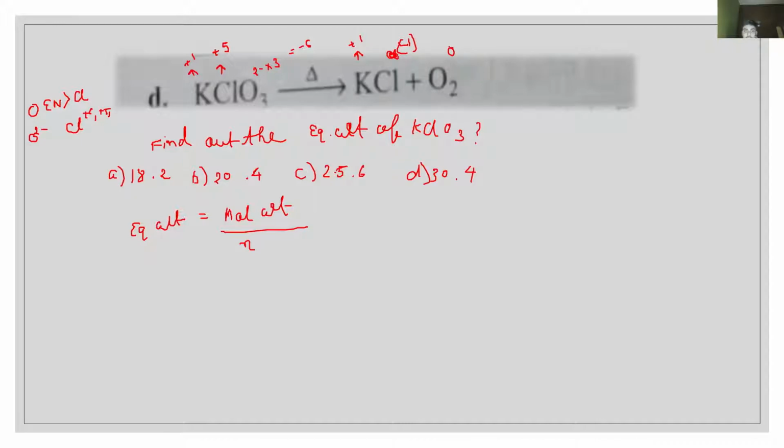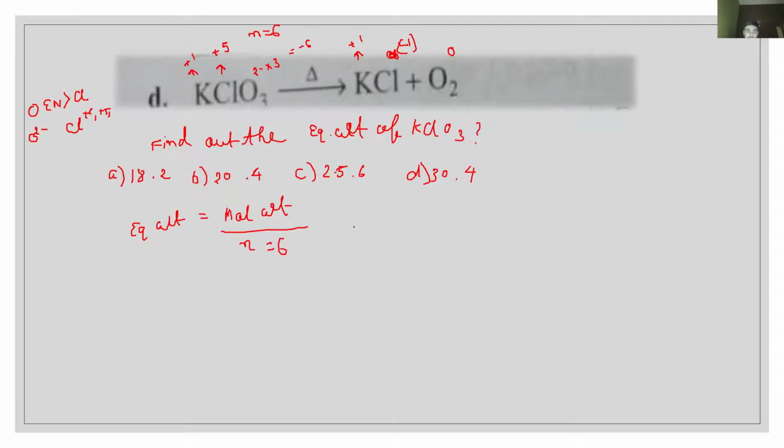You can calculate the n factor with respect to oxygen and chlorine, but with respect to oxygen you first need to balance the number of oxygen atoms and do all those. So I will say don't do that one, always choose simpler atoms like chlorine. What is the change in chlorine's state? +5 to -1. So how many electrons have changed? 6. So n factor is 6. So n equals 6.